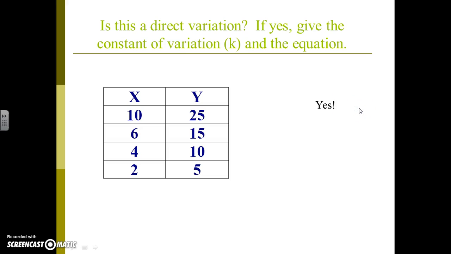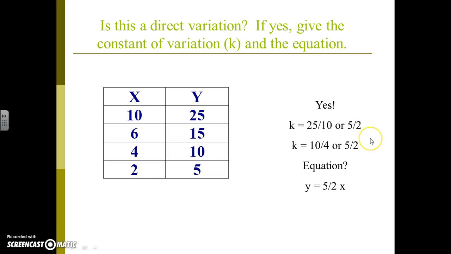This one here is a yes again. Why? Because all of them simplify to the same ratio, 5/2, the y values divided by the x values, and the equation would be y equals 5/2 x, or 2.5x if you put it in decimal form.